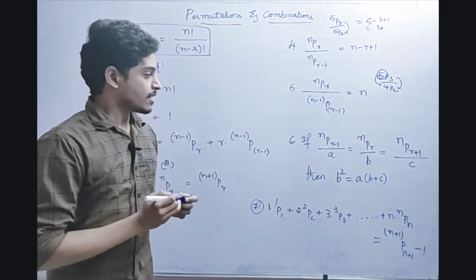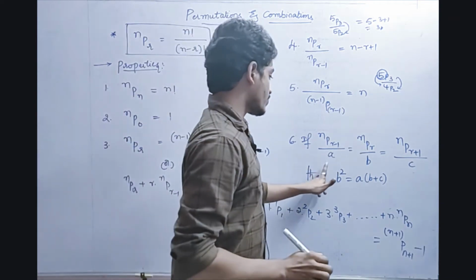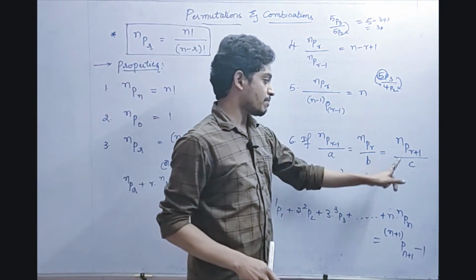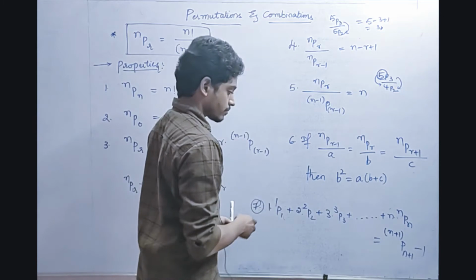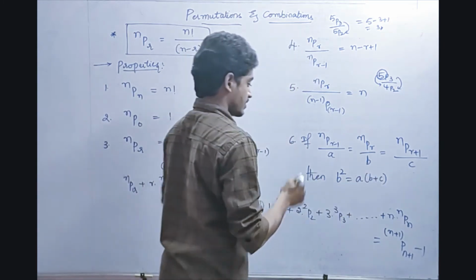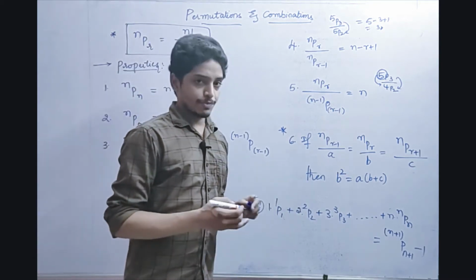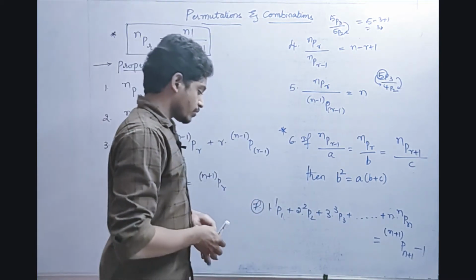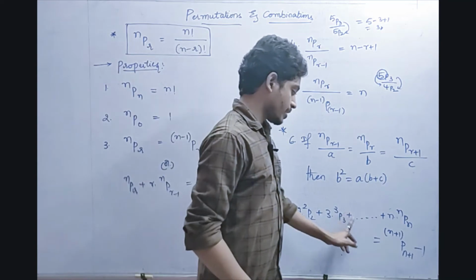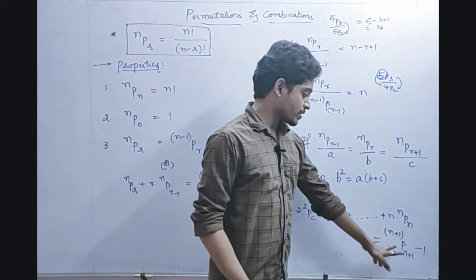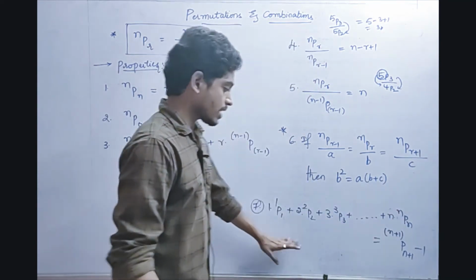N, right? Next one, if nP(r minus 1) by a equal to nPr by b equal to nP(r plus 1) by c, then b square equals a into (b plus c). This is a very important note friends. There is a chance of asking questions based on this property. Okay, next one, 1 into 1P1 plus 2 into 2P2 plus 3 into 3P3 and so on, n into nPn is equal to (n plus 1)P(n plus 1) minus 1. This is also another important property.